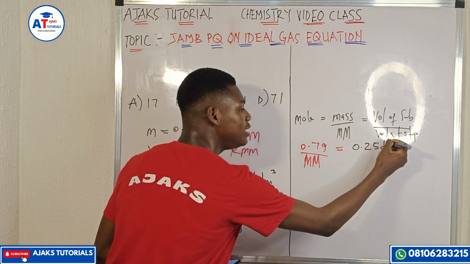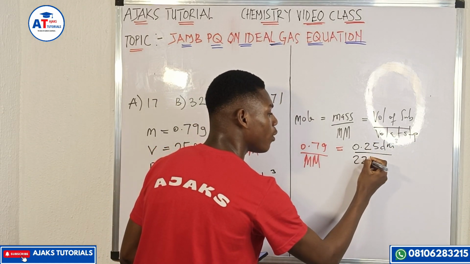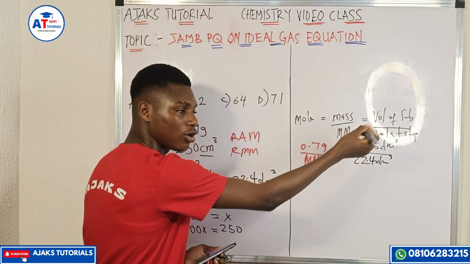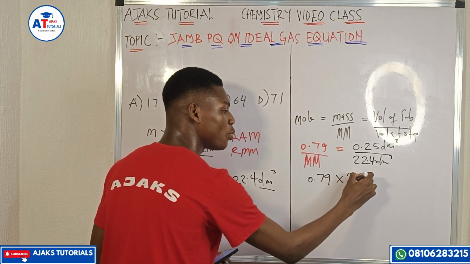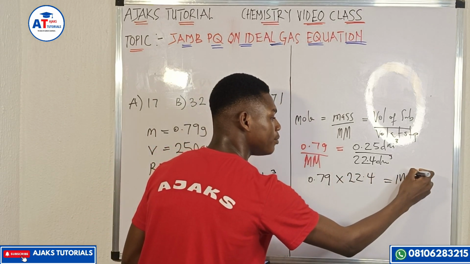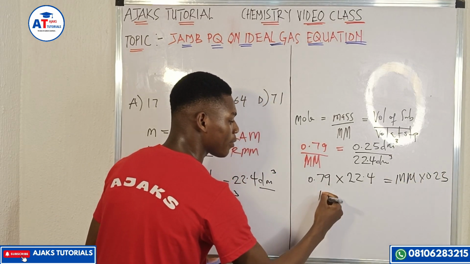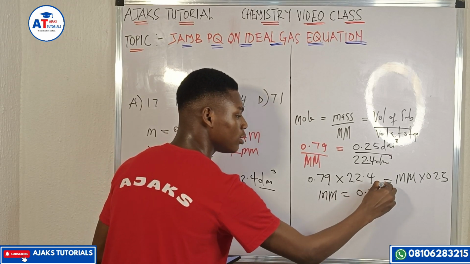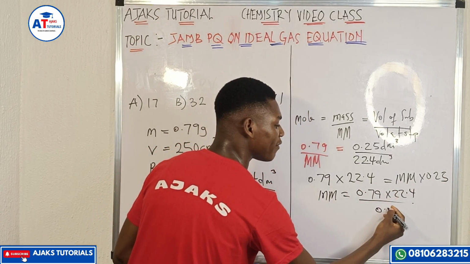Follow me. 0.25 is now my volume, and this is in dm cube. Now you cannot say 22.4 dm cube. You solve. Cross multiply. 0.79 multiplied by 22.4. Are we getting me? Equal to MM times 0.25. What will MM be equal to? This whole thing, 0.79 times 22.4, divided by 0.25.